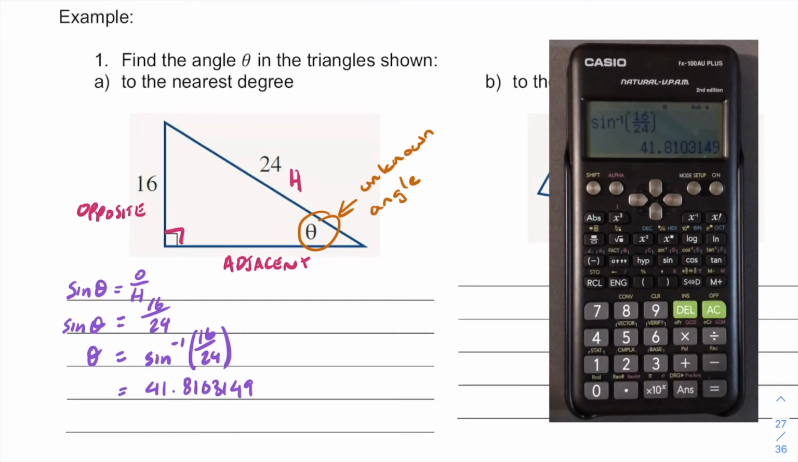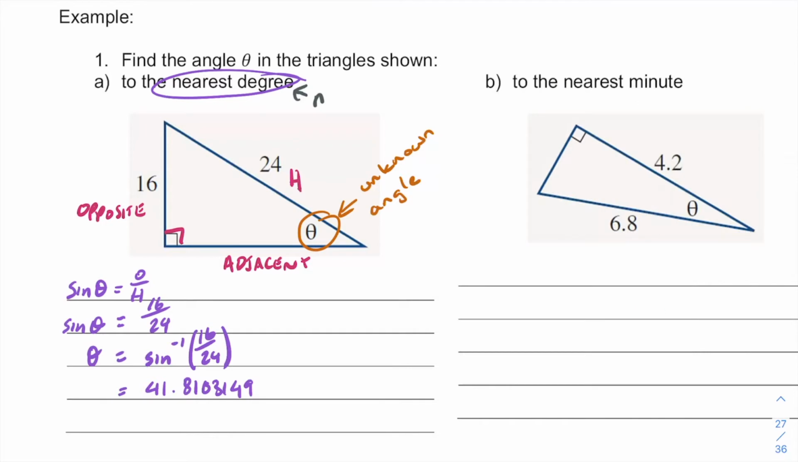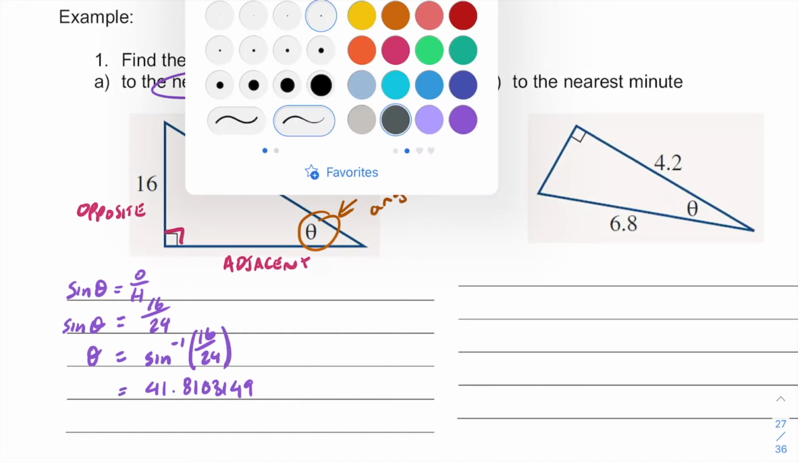But we're actually being asked to do this to the nearest degree, which is otherwise known as the nearest whole number. Okay, we want the nearest whole number for this one.